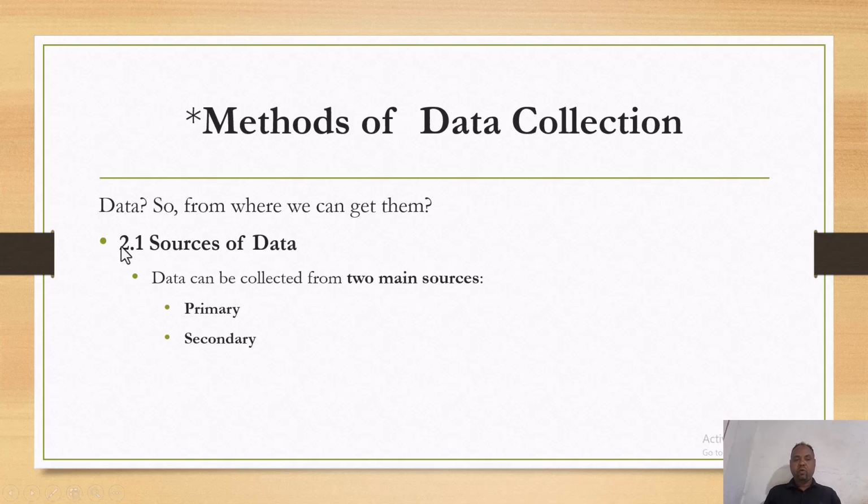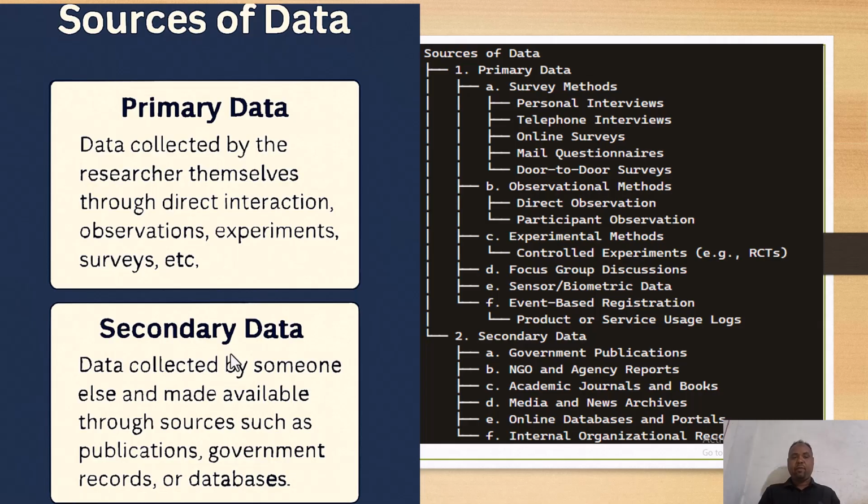In doing so, we have two main sources of data, primary and secondary. What is a primary source of data and what is a secondary source of data? Primary data is the data collected by the researchers themselves through direct interaction, whereas secondary data is the data collected by someone else and made available through sources such as publications, government records, or databases.